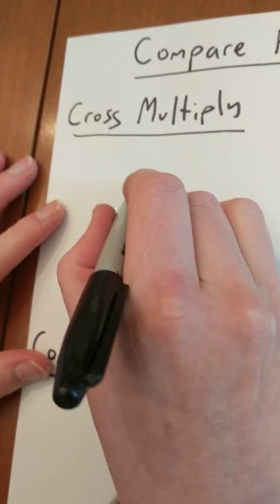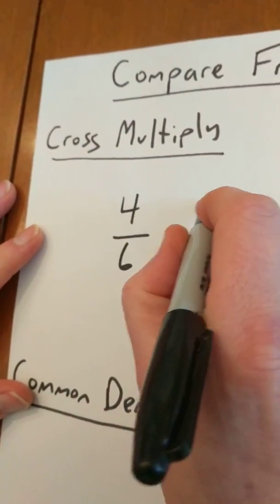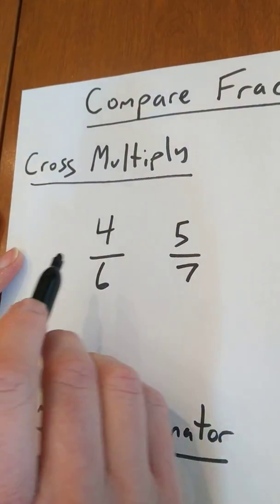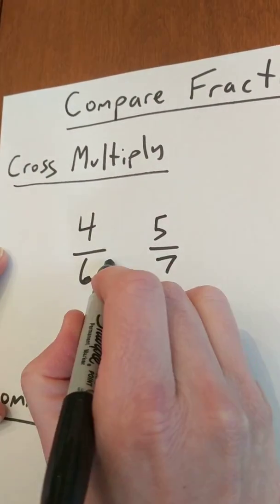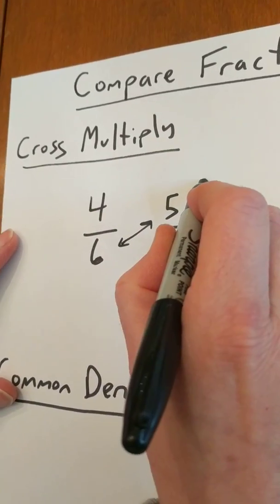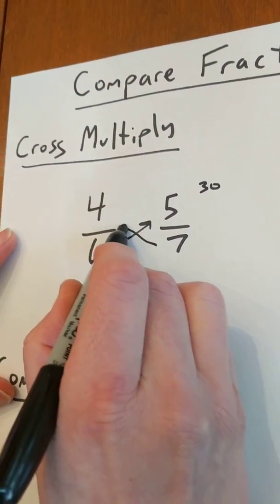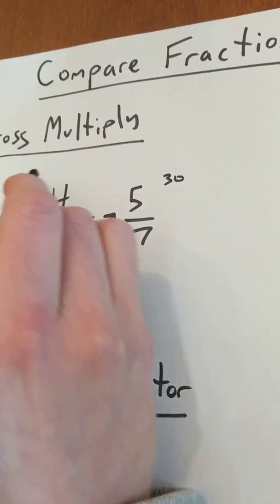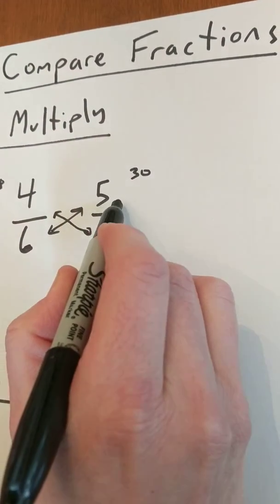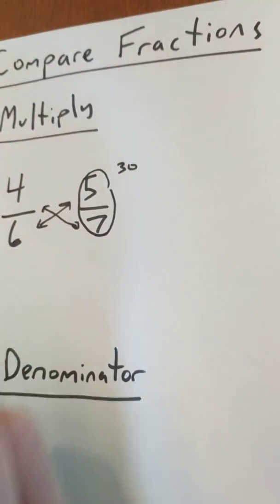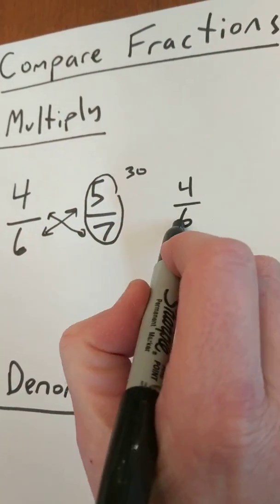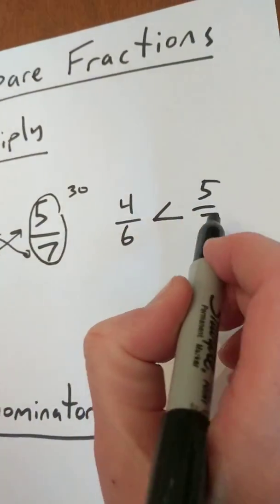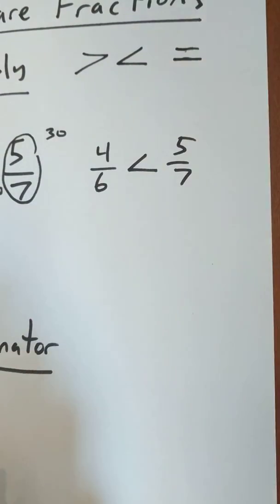If you have 2 fractions, let's say 4/6 and 5/7, if you want to see which is a bigger fraction, you multiply the bottom across. 6 times 5 is 30. 7 times 4 is 28. Since 30 is bigger than 28, 5/7 is greater than 4/6. Okay, so that would be, in this case, 4/6 is less than 5/7. Remember, your answer is always going to be greater than, less than, or equal to.